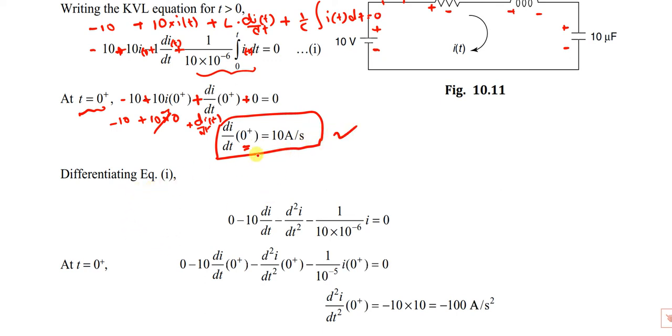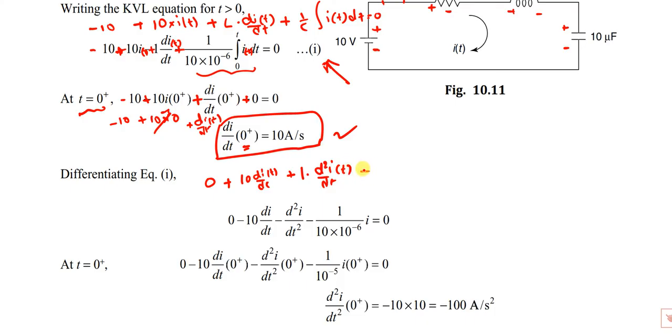Now once again I have to find d square I by dt square. To find d square I by dt square, you can differentiate the first equation, where we have minus 10, 10 I of t. You have to differentiate equation number 1 once again. Differentiation of 10 is 0, it's a constant. Differentiation of 10 I of t is 10 di by dt, plus L d square I by dt square.